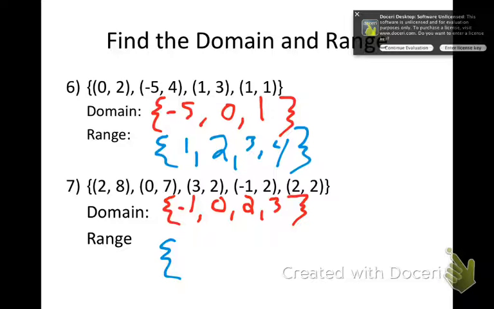Nolan, what's the range for number 7? 2, 7, 8. Doesn't matter how many times it's repeated, like the number 2 up there. I only have to put it in my set once.